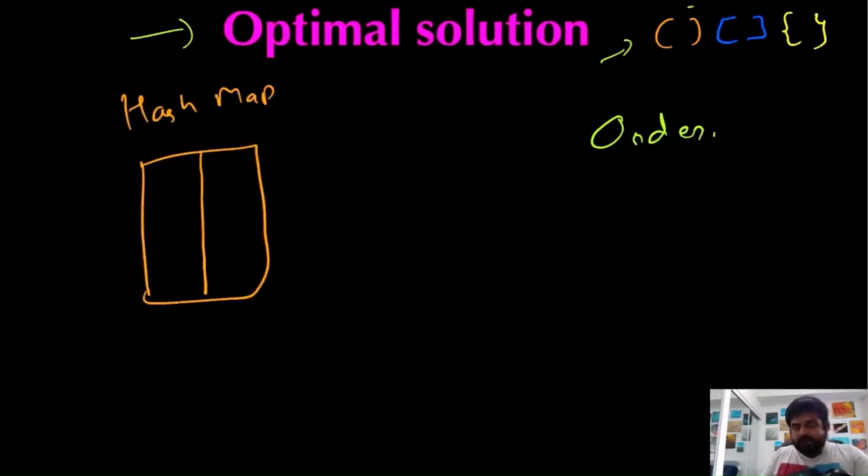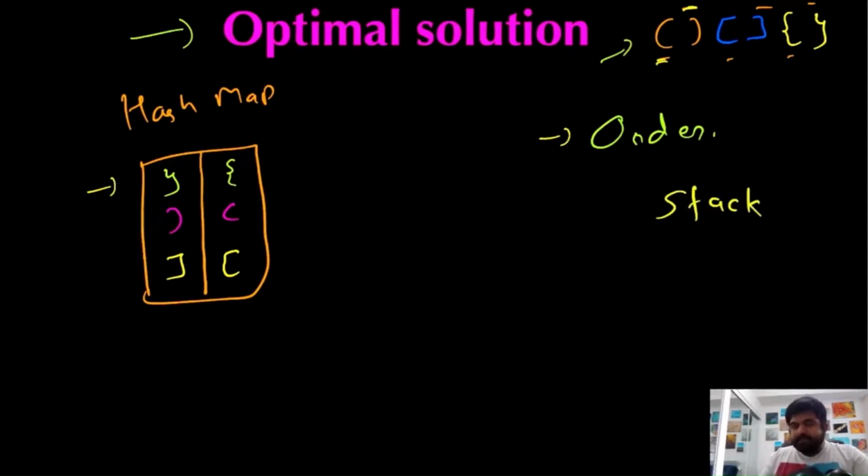Inside our hash map we are going to have all of these closing brackets as the keys and their opening brackets as the corresponding values. So we are going to have 3 entries. Now we have to take care of their order and number of occurrences. So the idea is we are going to use another data structure called a stack, and the stack is going to be very helpful to us. So let's try to understand with an example how we are going to use a stack over here.